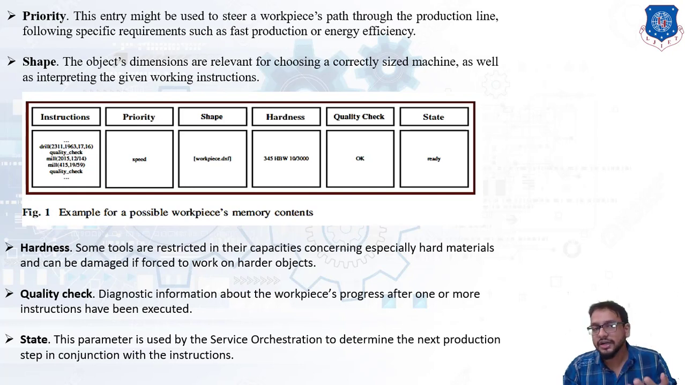Okay, now next is the quality check. So you can see it is written: diagnostic information about a workpiece's progress after one or more instructions have been executed, and a state. So this parameter is used by the service orchestration to determine the next production step in conjunction with the instruction. Okay, let's move on and see the next example.